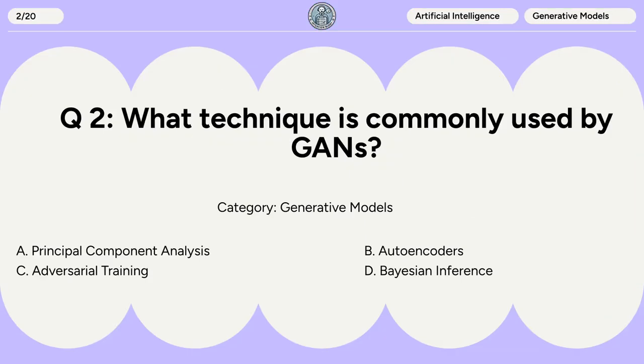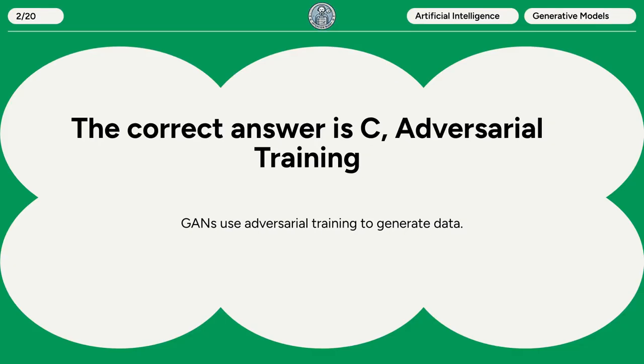Question 2. What technique is commonly used by GANs? A. Principal component analysis. B. Autoencoders. C. Adversarial training. D. Bayesian inference. The correct answer is C. Adversarial training. GANs use adversarial training to generate data.